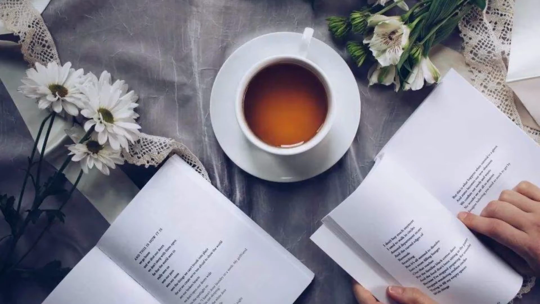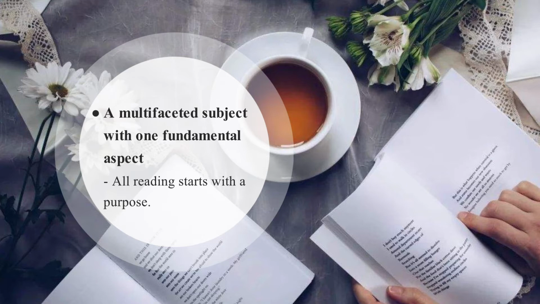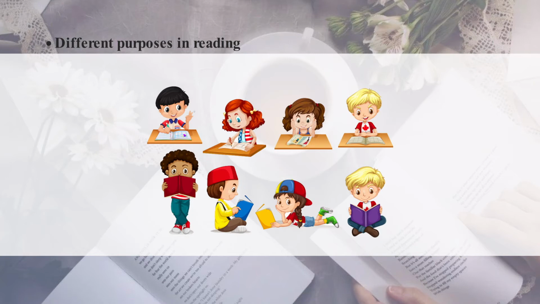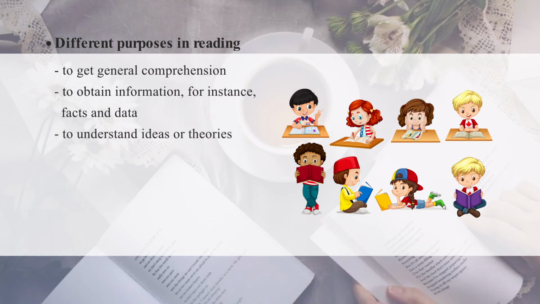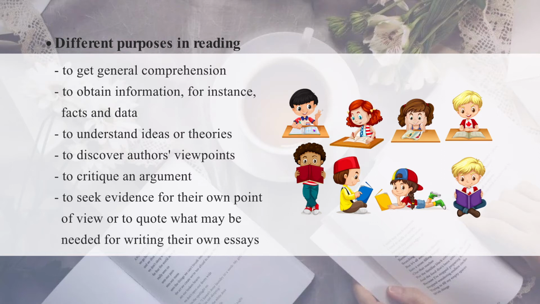Reading for academic purposes is a multifaceted subject. However, there is one fundamental aspect which can be the starting point for other considerations. That is, all reading starts with a purpose. Clearly, students can have different purposes in their reading, which may include to get general comprehension, to obtain information, for instance, facts and data, to understand ideas or theories, to discover authors' viewpoints, to critique an argument, to seek evidence in support of their own point of view, or to quote what may be needed for writing their own essays.